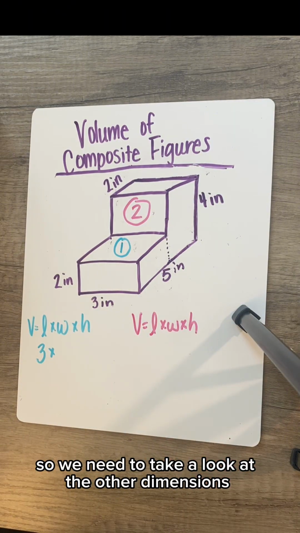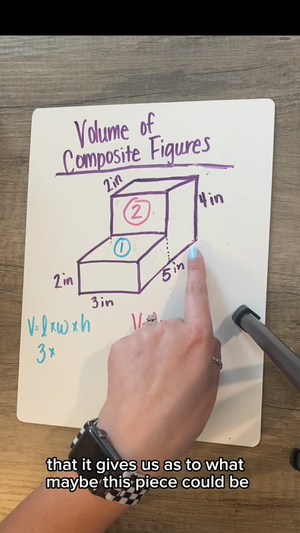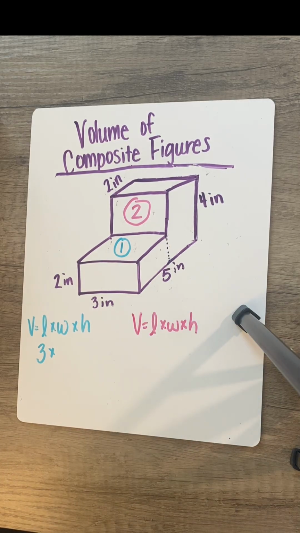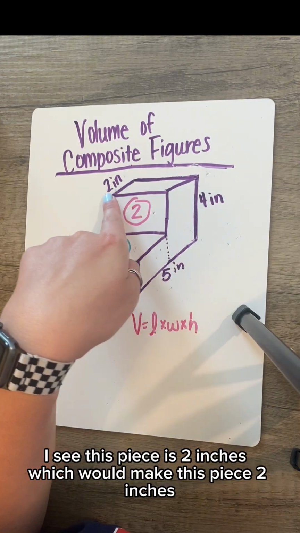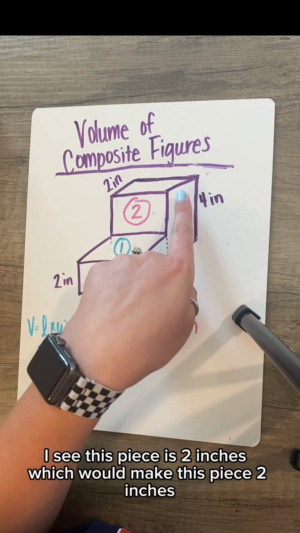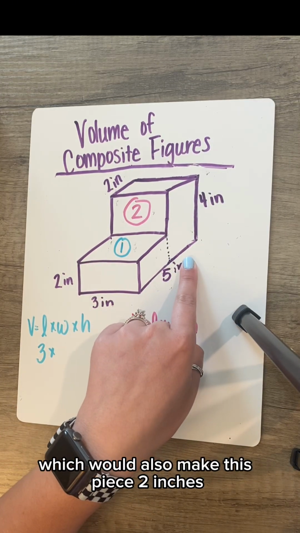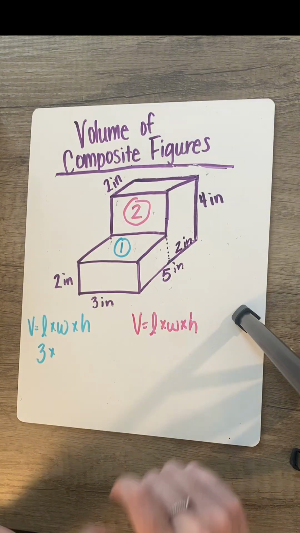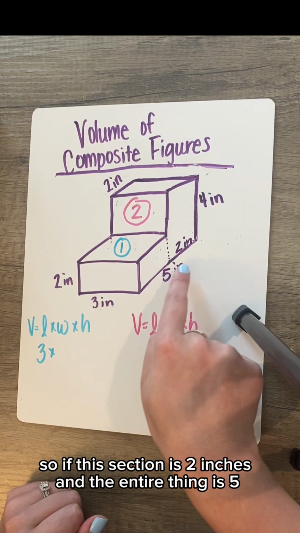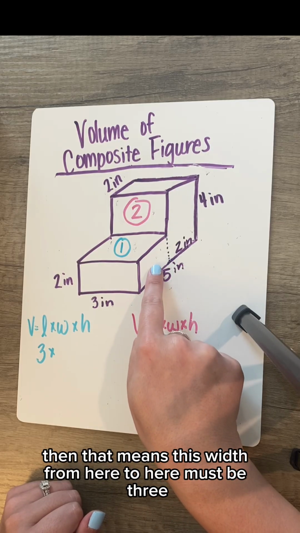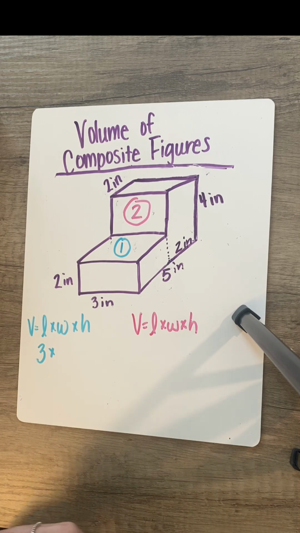So we need to take a look at the other dimensions to see if there are any clues that it gives us as to what maybe this piece could be. And if I look, I see this piece is 2 inches, which would make this piece 2 inches, which would also make this piece 2 inches. So if this section is 2 inches and the entire thing is 5, then that means this width from here to here must be 3.